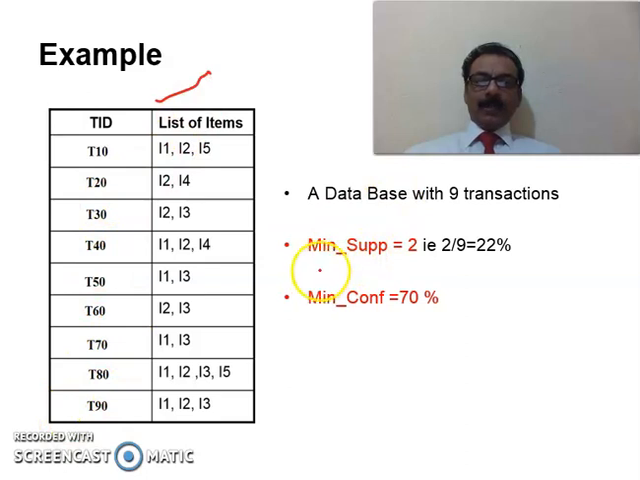Then next, what is being required? The minimum support to be set. This is also given here. Then next, you should have minimum confidence to be set. Here it is set as 70%. Minimum support is 2, or we can say minimum support is 2 by 9. Out of 9 transactions, at least 2 should be required. So in percentage, we can say it is 22%. So all these 3 prerequisites are given.